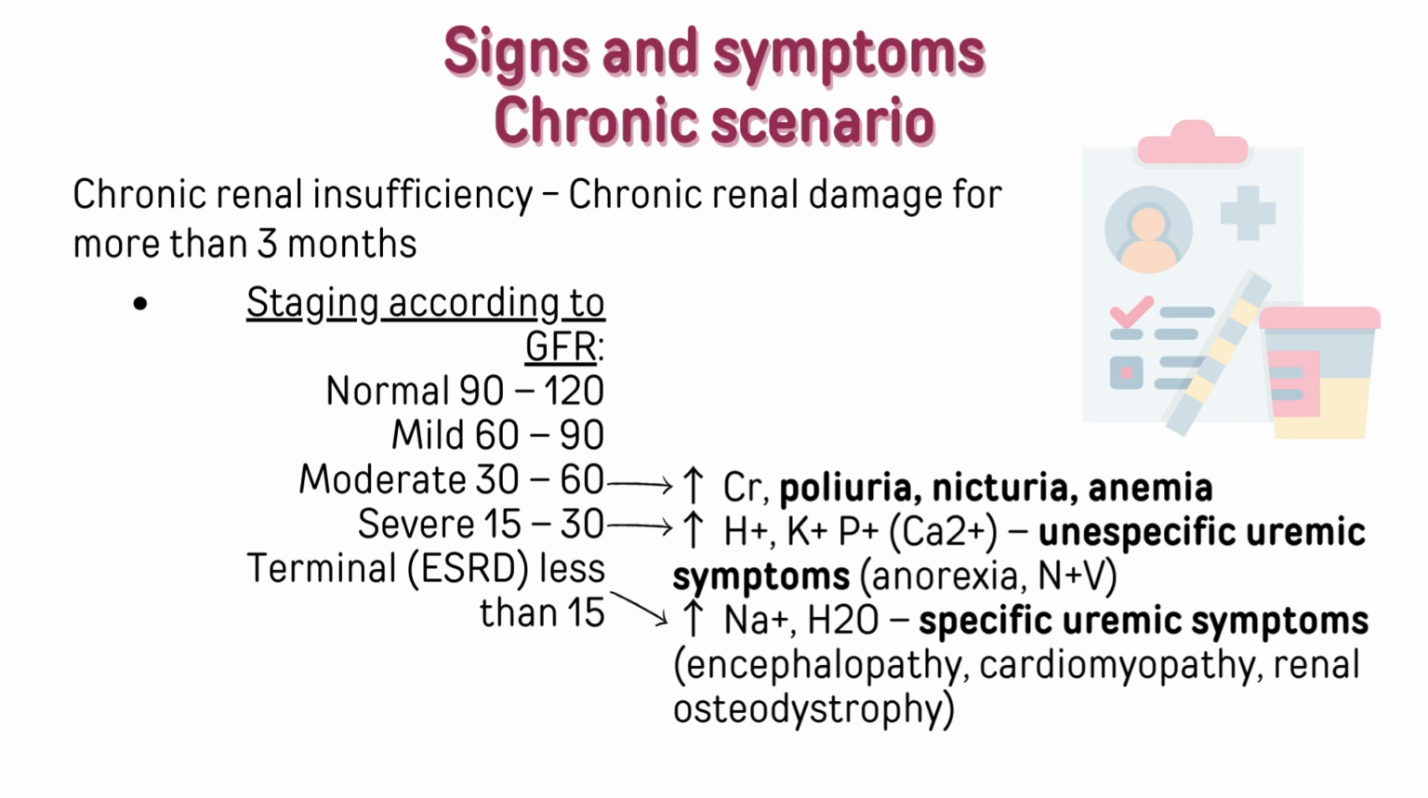Terminal or end-stage renal disease shows an increase in serum sodium and water. Specific uremic symptoms such as encephalopathy, cardiomyopathy, or renal osteodystrophy can develop in this stage. It is at this point in which we think about renal replacement therapies like hemodialysis or kidney transplant.